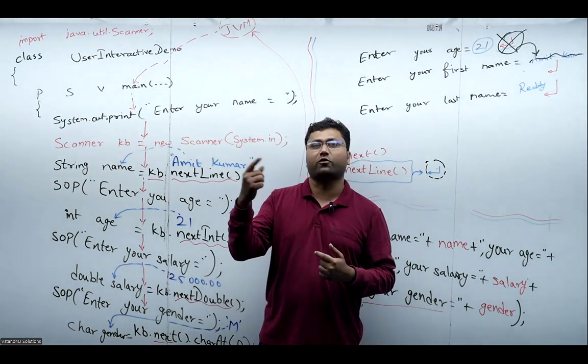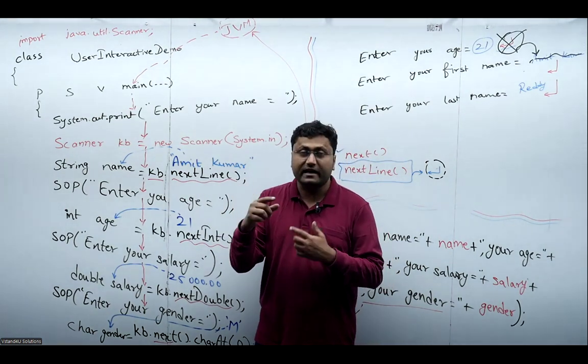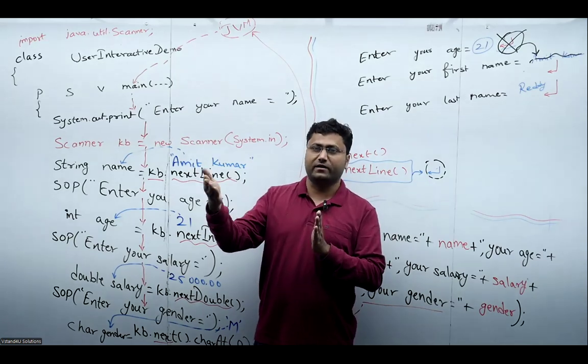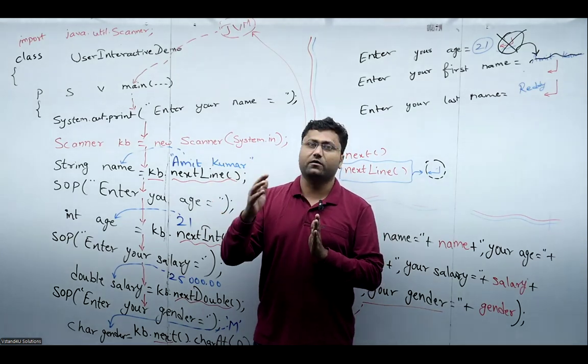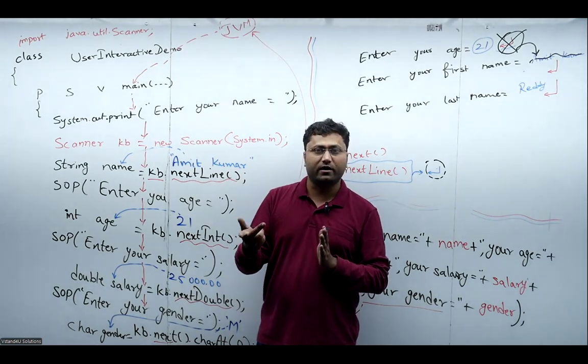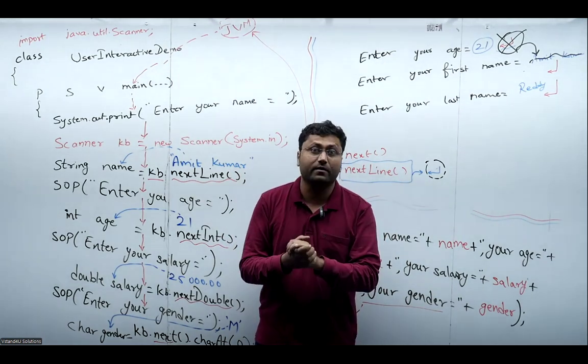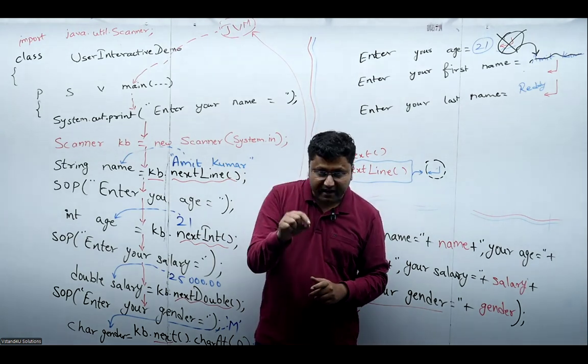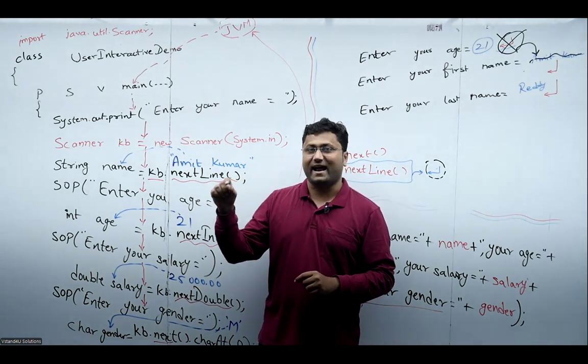For float, I have next float. For double, I have next double. Similarly, for boolean, I have next boolean. And for character, a different method is there. What? Next dot char at 0.